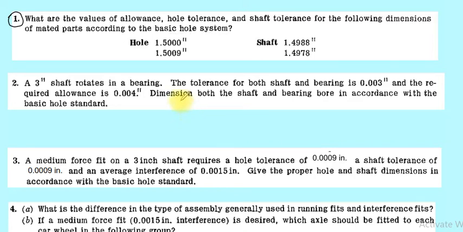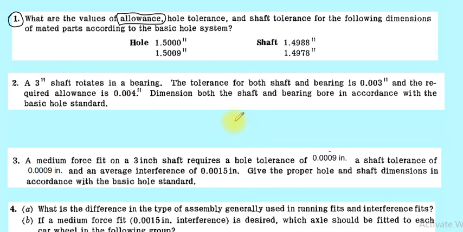What you are required to do is calculate hole tolerance. That is easy. You simply have to subtract these two values. Shaft tolerance, you simply have to subtract these two values and you will get the shaft tolerance. There is one new thing that is called allowance.